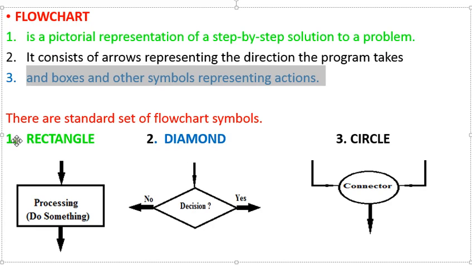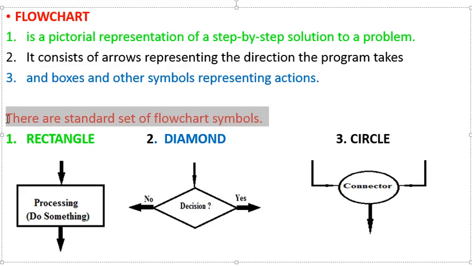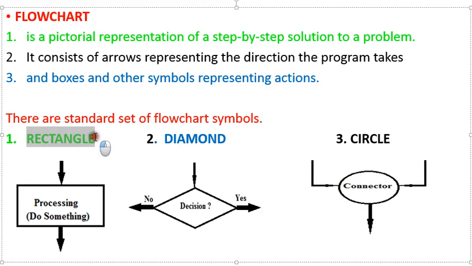For us to understand this clearly, let us look at those boxes, those symbols we use in drawing a flowchart. The first of these boxes or symbols is called a rectangle. As you know, this is the symbol of a rectangle, and it is used in a flowchart for processing. What we mean by processing is doing something. That can be addition, subtraction, multiplication, print, or anything.